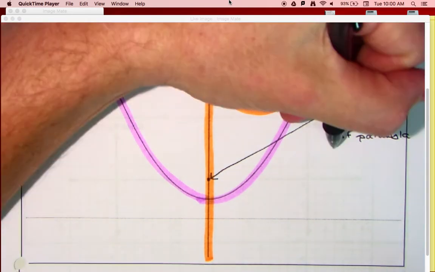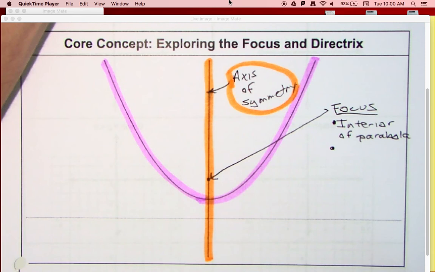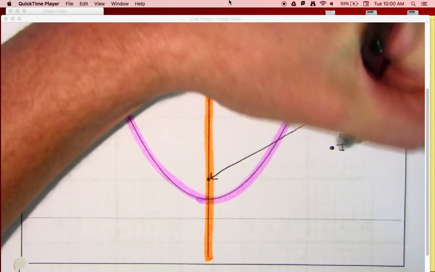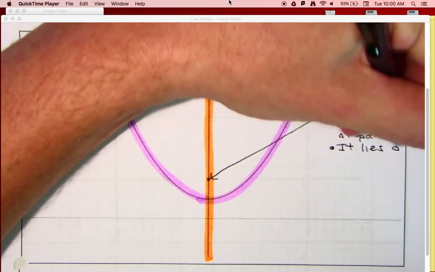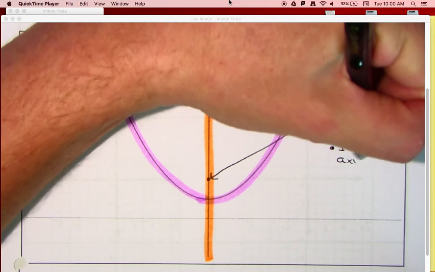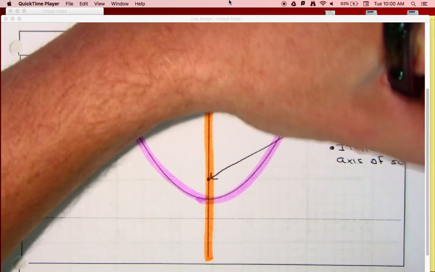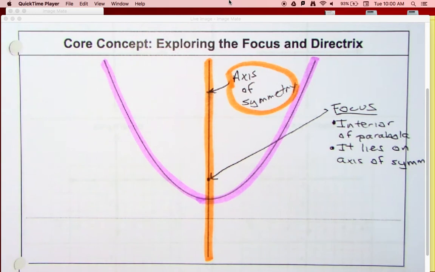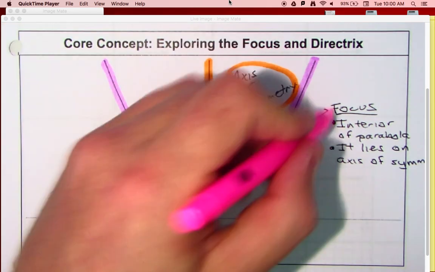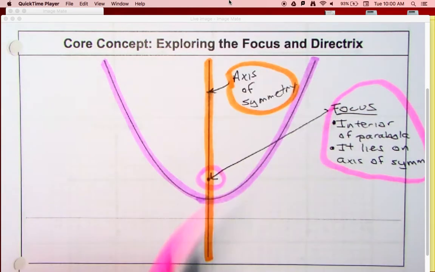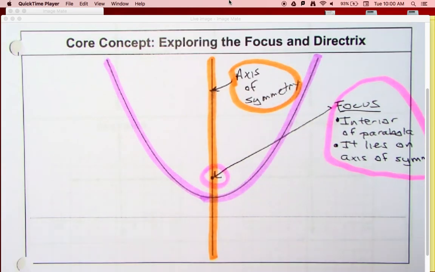Another thing that's interesting about the focus is that it lies on the axis of symmetry. I'll just abbreviate that there. Let me use a pretty pink. So that is what we call the focus right there, and it's just a point. We talked a little bit about what it means to be the focus.